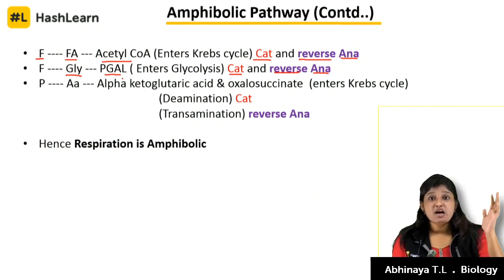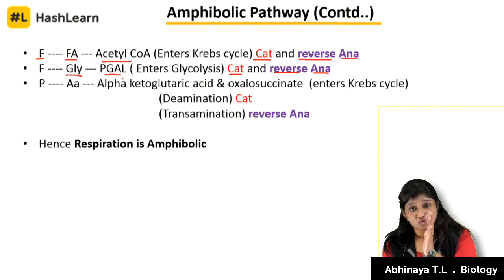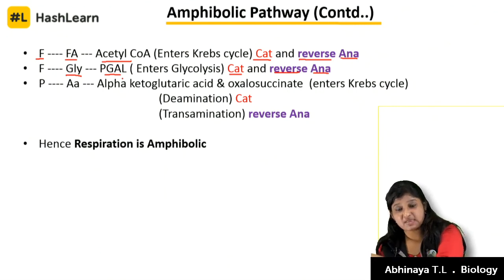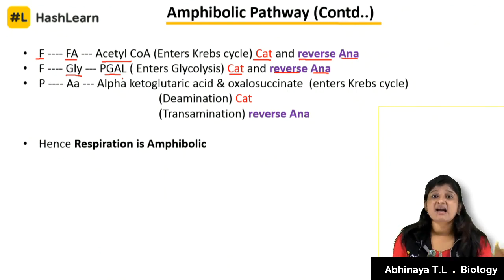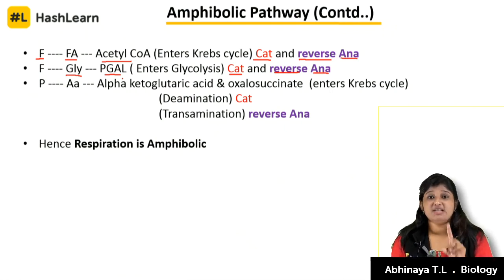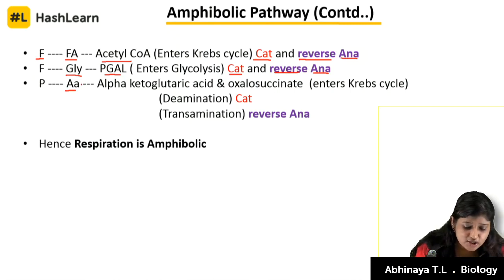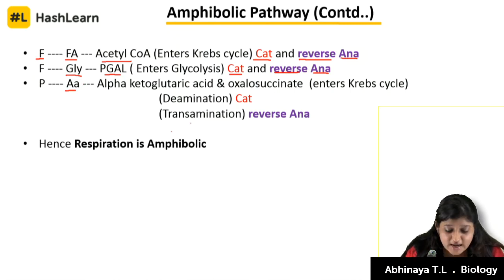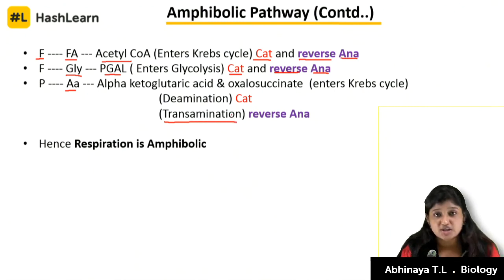So that is why breaking down through catabolism it enters respiration. Now when it has to get formed back, anabolism takes place. Understood? Now both things are happening, and that's why respiration is called an amphibolic pathway. That is the same condition with amino acids also. They are formed by transamination, as I just now told you, with alpha ketoglutaric acid.